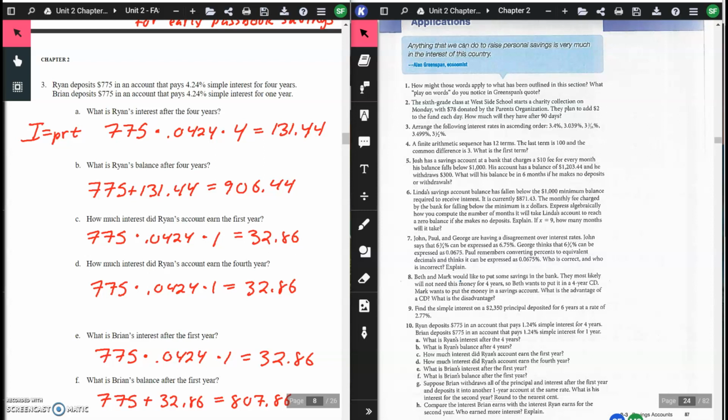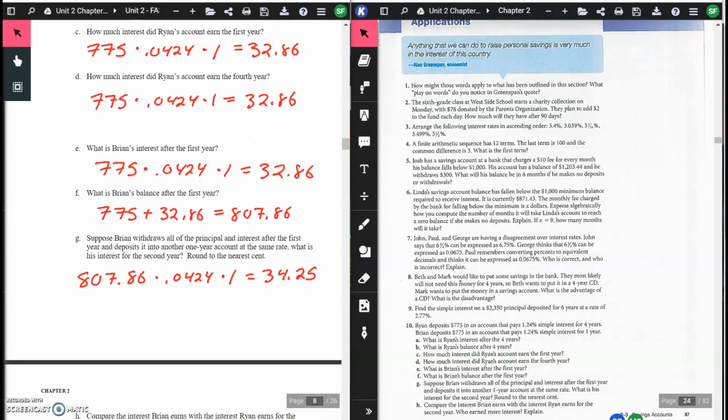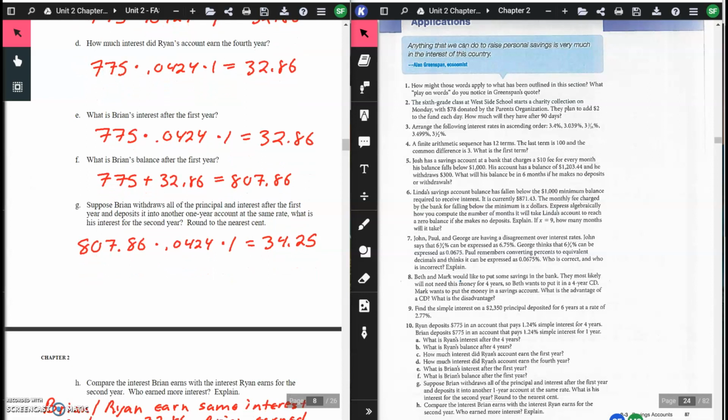Okay. Letter E. What is Brian's interest after the first year? So Brian did $775, same initial deposit, times the same interest rate, 0.0424, times 1, because he only put his money in for 1 year. You get $32.86. So you'll notice the interest was the same after the first year. What is Brian's balance after the first year? Well, $775 plus $32.86 gives you $807.86.